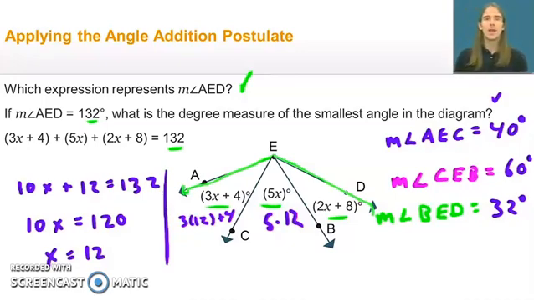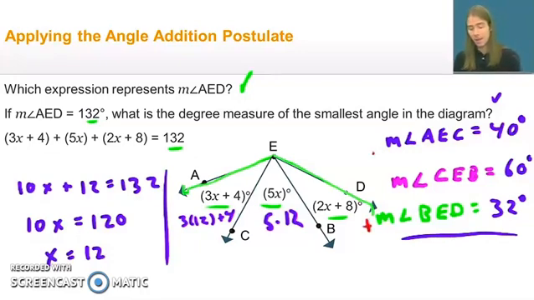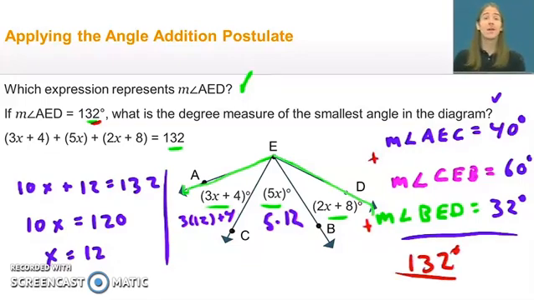As a quick check, we can add up those three angle measures. When I go 40 degrees plus 60 degrees plus 32 degrees, the result is equal to 132 degrees, exactly like we'd expect.